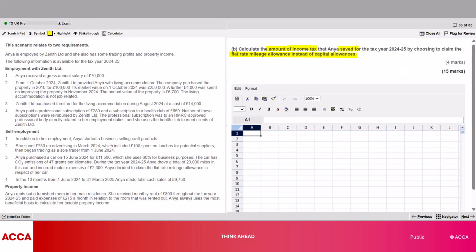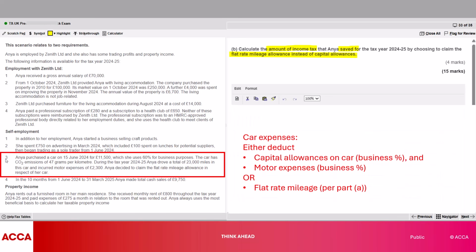The second part of this question was just 4 marks, and it was actually quite tricky. What we have to do is to work out the income tax saved by choosing to claim the flat rate mileage allowance instead of capital allowances. Now this is where we look back at that note number 3 in the self-employment. Anya bought the car, and we've got details about the emissions, the motor expenses, but she decided to claim the mileage allowance. She had a choice.